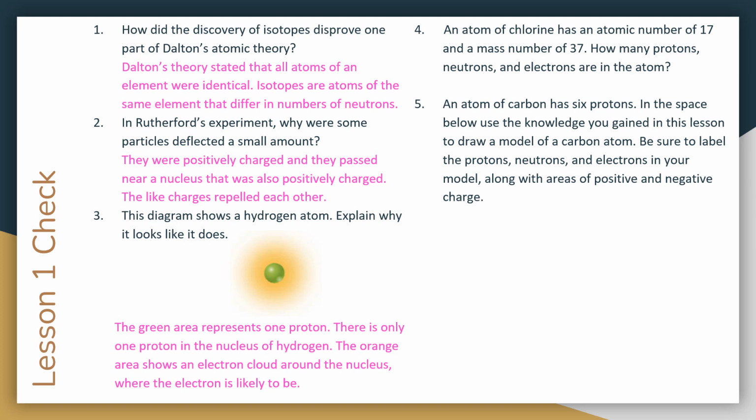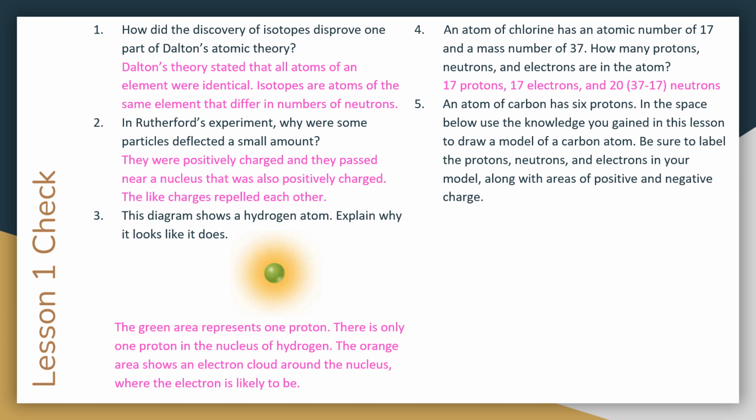4. An atom of chlorine has an atomic number of 17 and a mass number of 37. How many protons, neutrons, and electrons are in the atom? So we know that there are 17 protons because that's the atomic number, and there are 17 electrons. We also know that there are going to be 20 neutrons because 37 minus 17 equals 20.